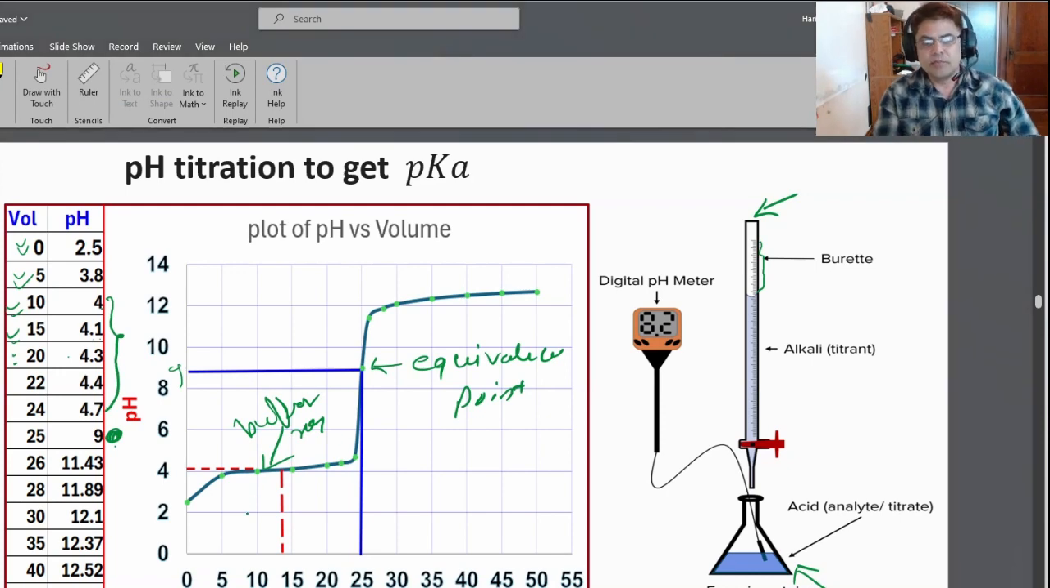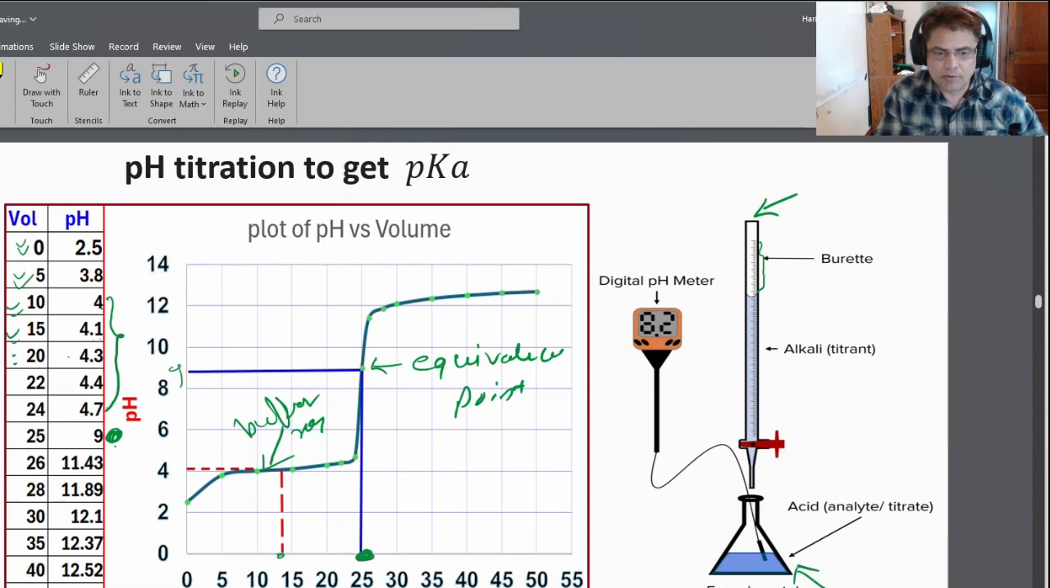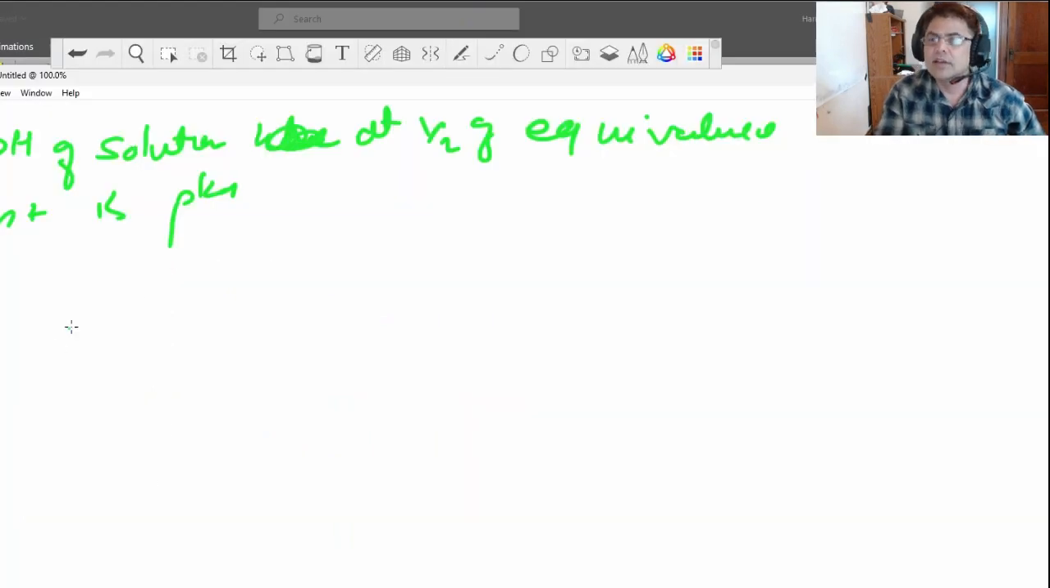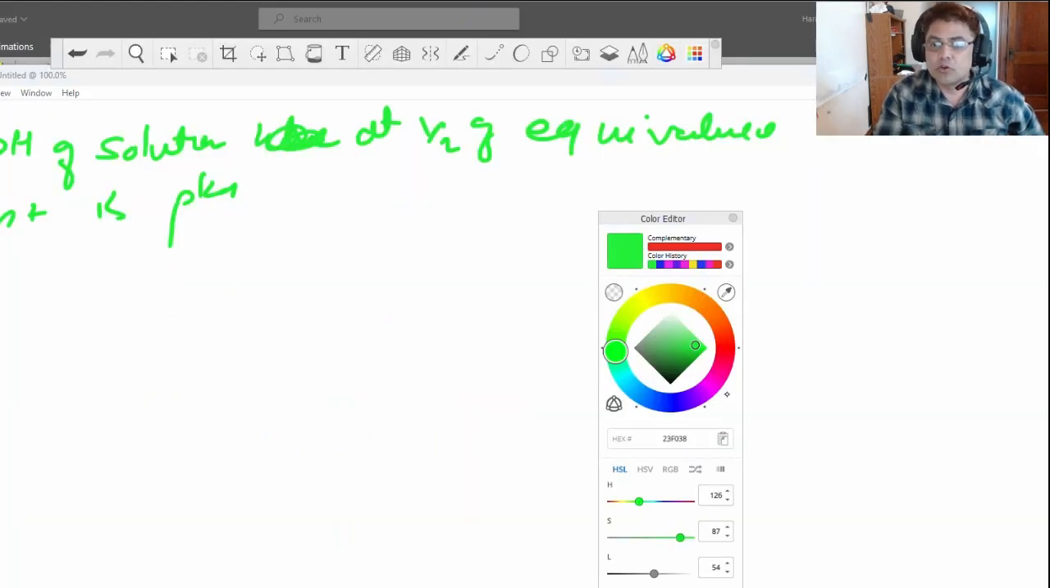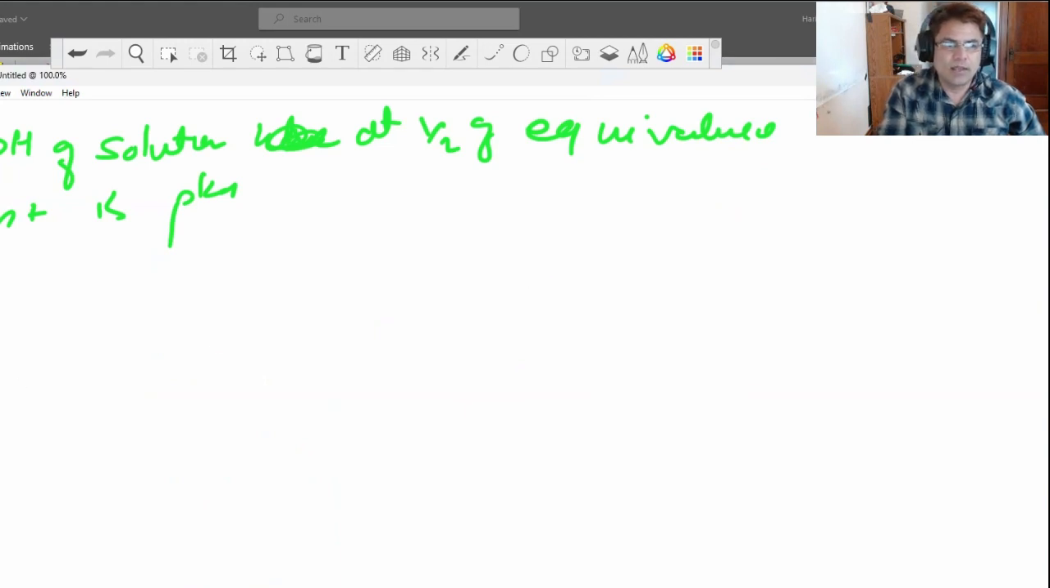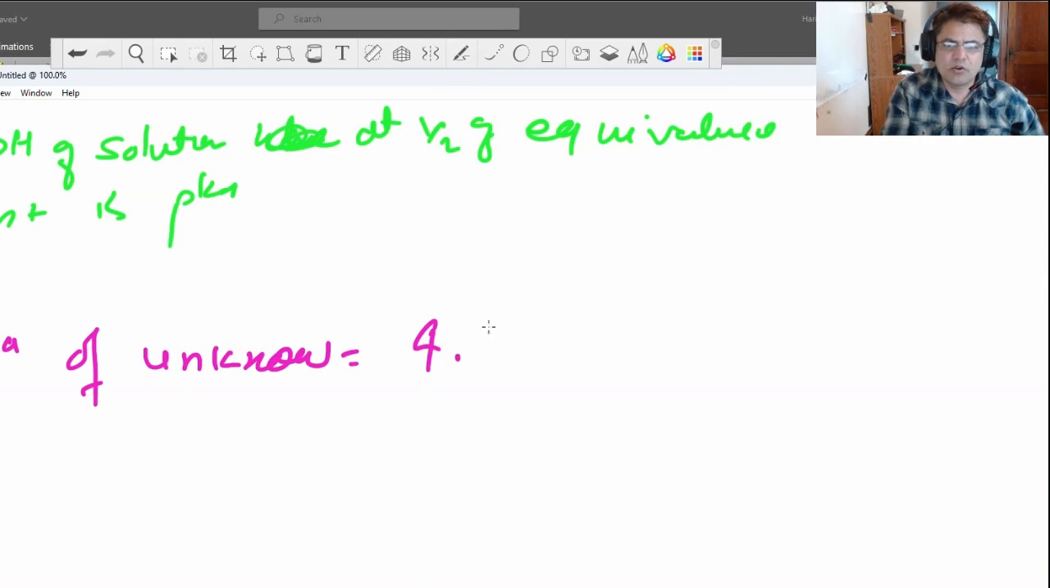So let's go to the graph. Look at here. Your equivalence point is 25. This is the half of the equivalence point. At the half of the equivalence point, how much is the pH? 4. We are done, right? Let's see that we find the pKa of this particular unknown. So we see the pKa from the graph, from our pH titration. The pKa of the unknown is about 4.1.